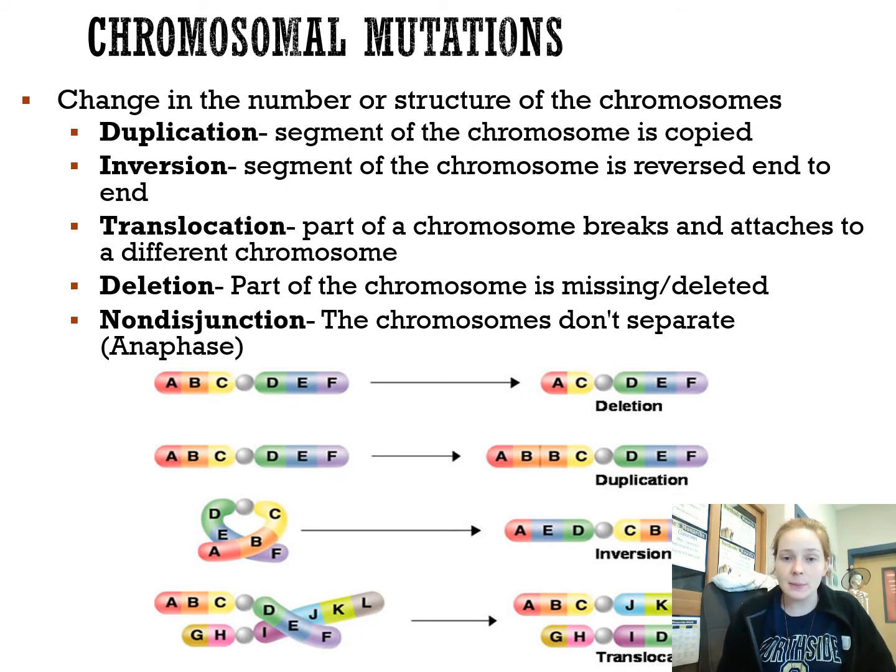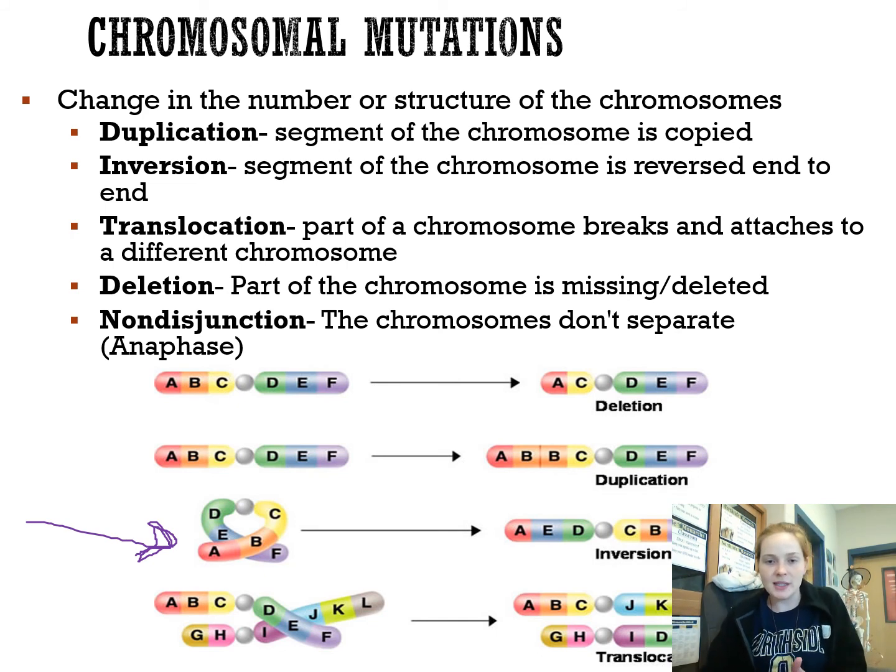So there's different types. There's duplication, which is when you're copying a whole segment of a chromosome. That may be hundreds of genes, thousands of genes. It's a big deal. So that's duplication. Inversion is when they're like switching. So if you look right here, this is inversion. So it's kind of like a pretzel, and then they switch the order. So it's supposed to be in the order A, B, C, D, E, F, but after they invert, it's now AEDCBF, and that's not good.